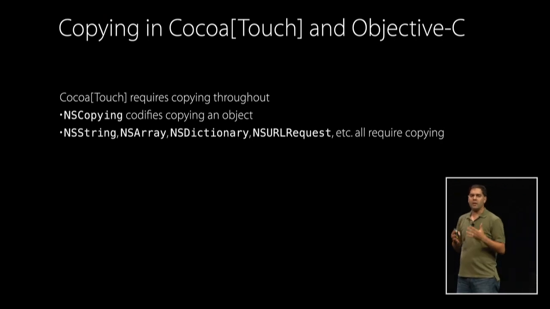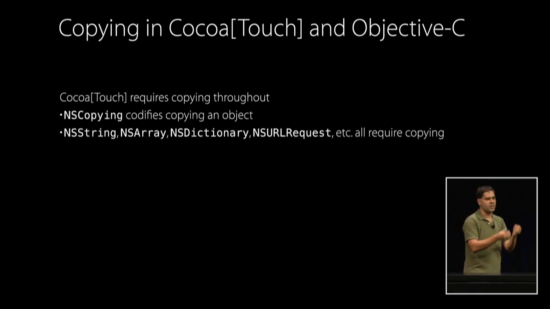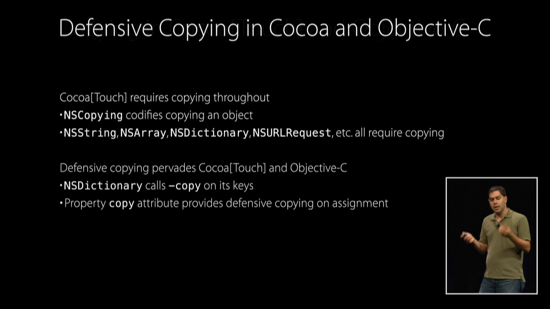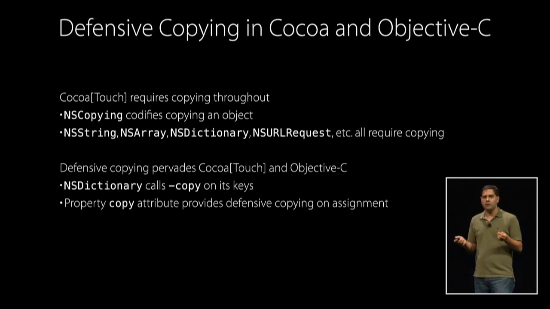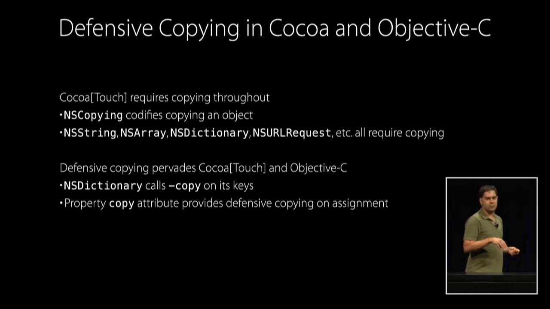So in Cocoa, you have this notion of the NSCopying protocol. And this codifies what it means to copy. And you have a whole lot of data types, NSString, NSArray, NSURLRequest, et cetera. These things conform to NSCopying because you have to copy them to be safe. Now, we're in a system that needs copying, and so you do see a lot of defensive copying for very, very good reasons. So NSDictionary is going to defensively copy the keys that you place in the dictionary.